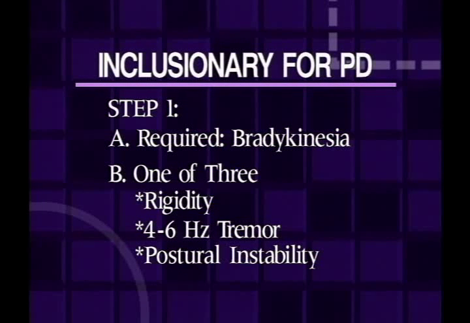In addition to that, you're supposed to demonstrate that they have one of three findings. First of all, rigidity, that when you try to move their limbs, they seem rigid. Or a tremor, the characteristic Parkinsonian tremor. Or postural instability, that they seem to have trouble getting up on their feet and getting going. But remember, the most important feature that you must demonstrate to say that somebody has Parkinson's disease is bradykinesia, slowness of movement.